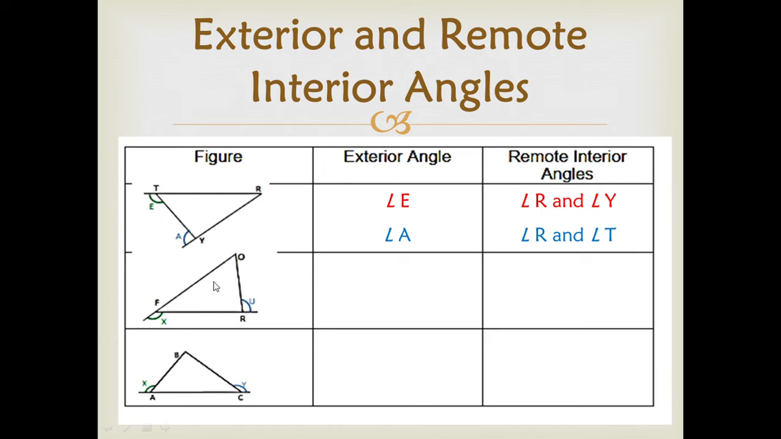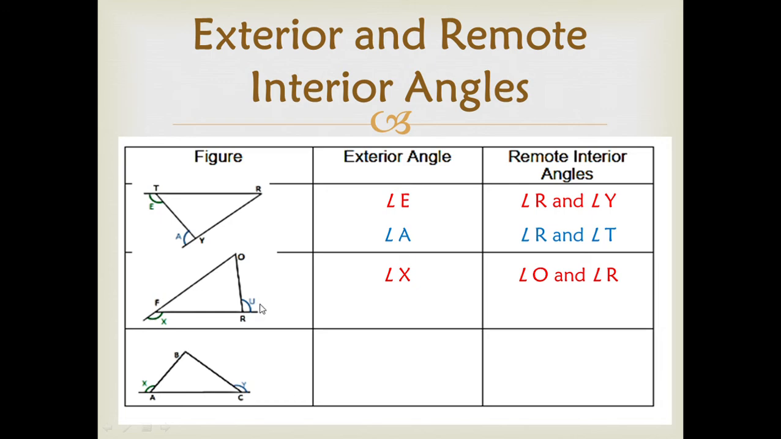Ang pangalan po ng original triangle natin ay triangle FOR. And then, ang exterior niya ay sina angle X at angle U. So, let's start with angle X. Ang kadikit ni angle X ay si angle F. So, ang remote interior angles niya ay sina angles O and R.